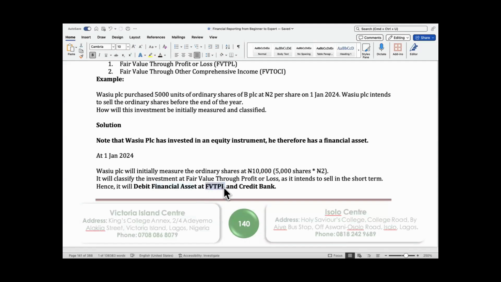This classification is so important. So the description of the account head will not just be equity investment or financial asset generally. You need to put this at fair value through P&L so that any reasonable or understandable user would immediately see and know that this financial asset is held for trading. And of course, it will credit bank. So that's what I'm talking about. Classification is important when you invest in equity.